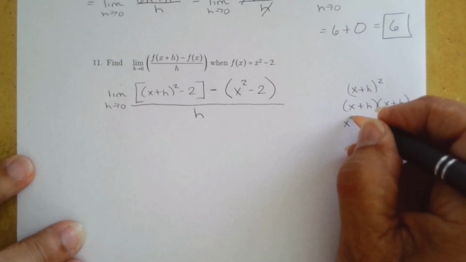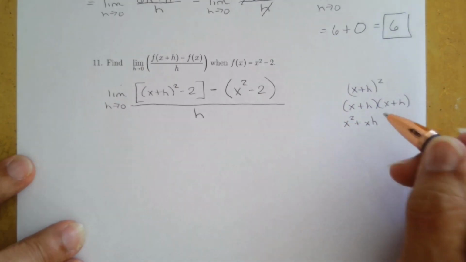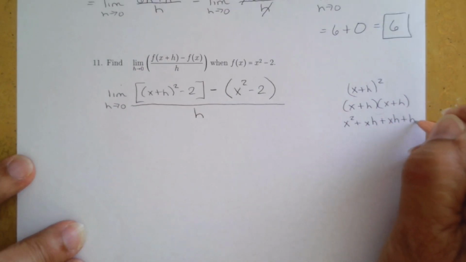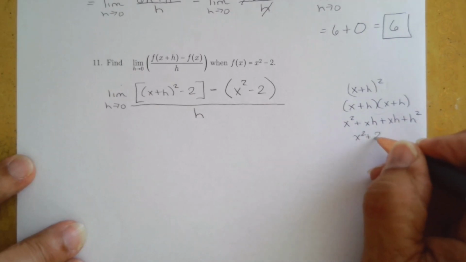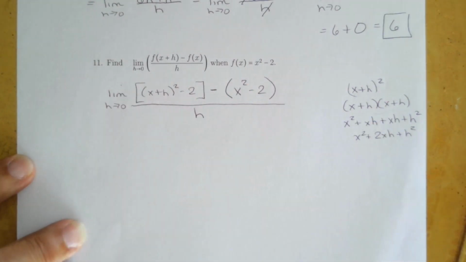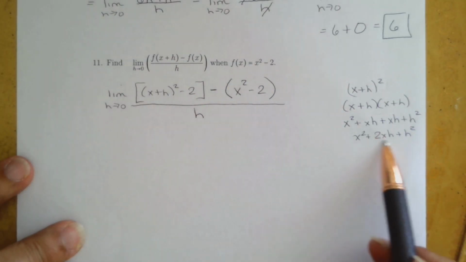All right, so first is x squared, outer is x times h, inner is h times x, which is x times h, and last is h squared. We did this last time. So you end up with x squared plus 2xh plus h squared. You really need to remember this because you're going to do it quite a bit here at the beginning of the semester. All right, so x plus h squared is this.